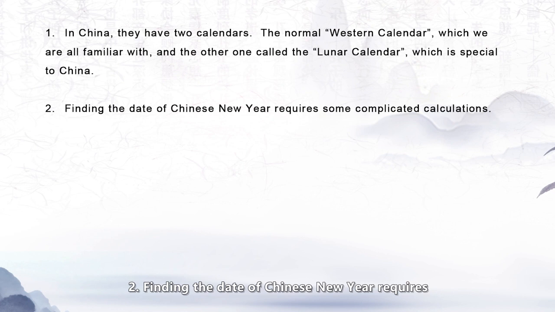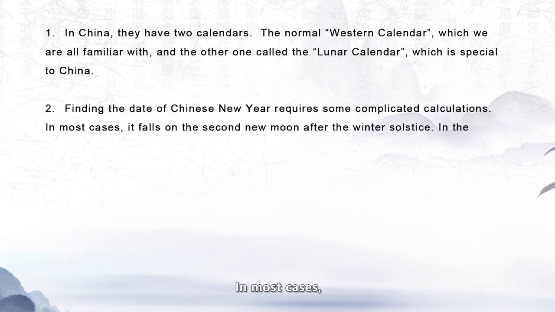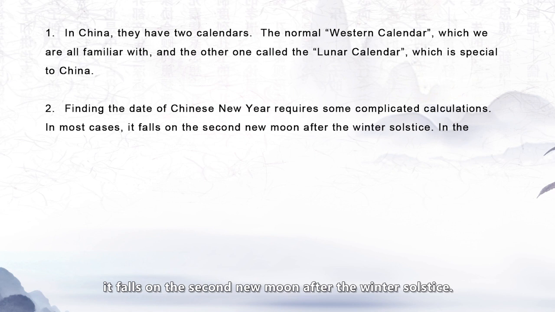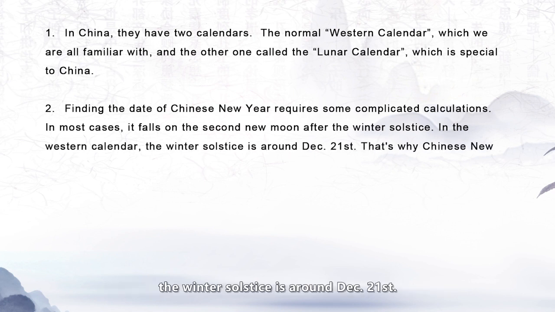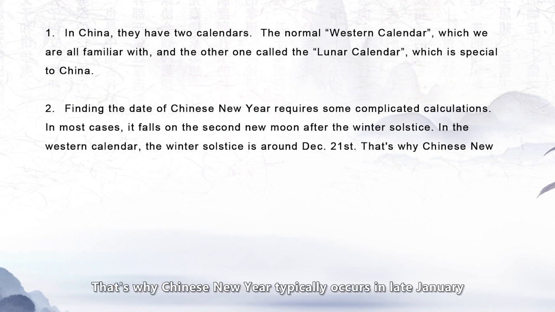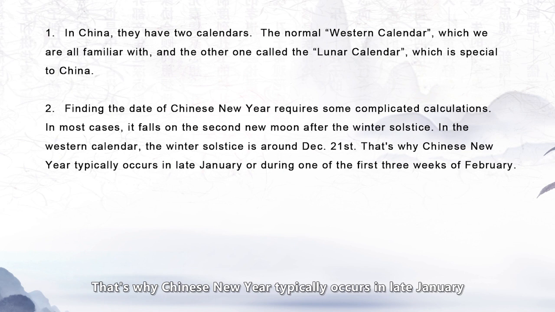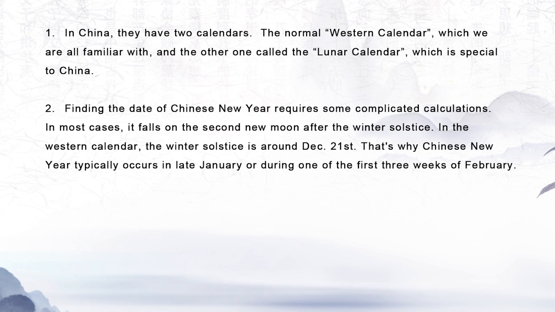Number 2. Finding the date of Chinese New Year requires some complicated calculations. In most cases, it falls on the 2nd new moon after the winter solstice. In the Western calendar, the winter solstice is around the 21st of December. That's why Chinese New Year typically occurs in late January or during one of the first 3 weeks of February.